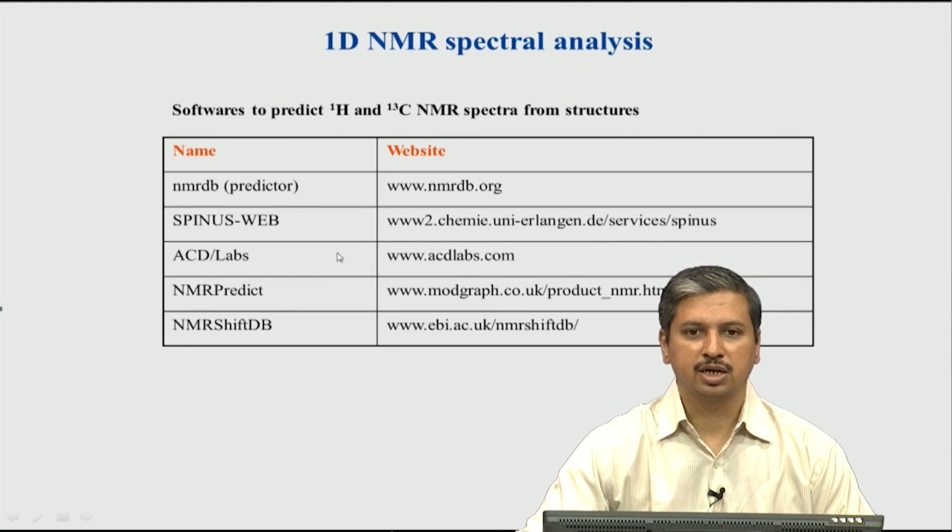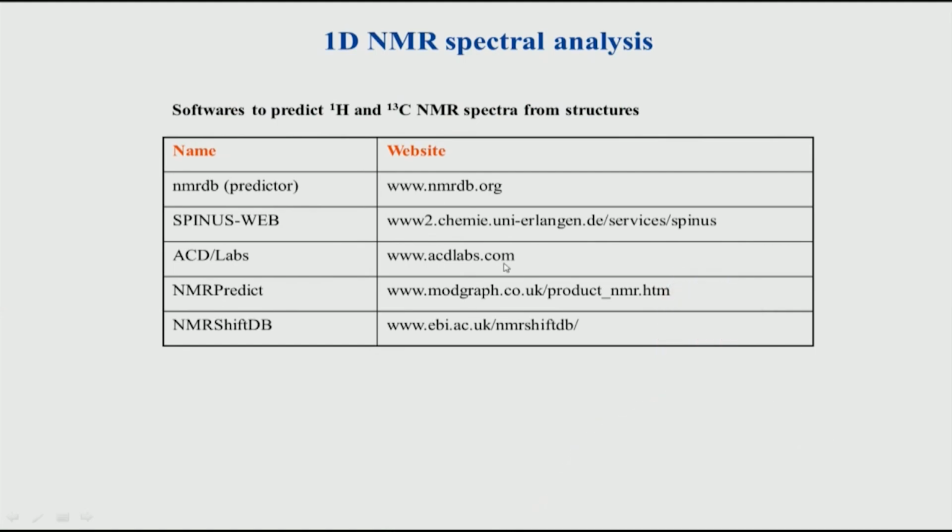Now, on this slide we are listing some of the websites which you can actually visit. It will be a good exercise for you if you can go to these websites. Some of them in fact have online tools where you can try out that you give a structure of the molecule and it will predict the chemical shift. So, these are basically softwares to predict proton and carbon NMR chemical shifts.